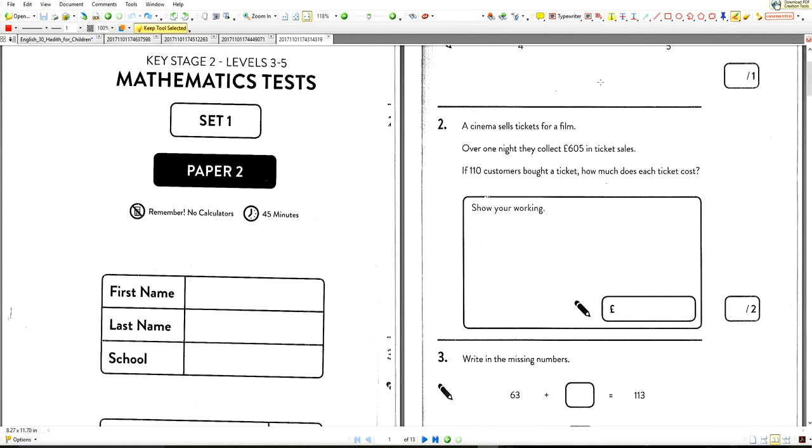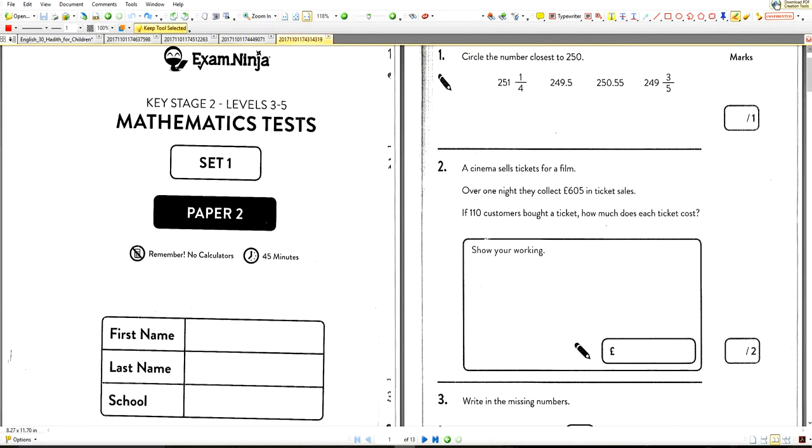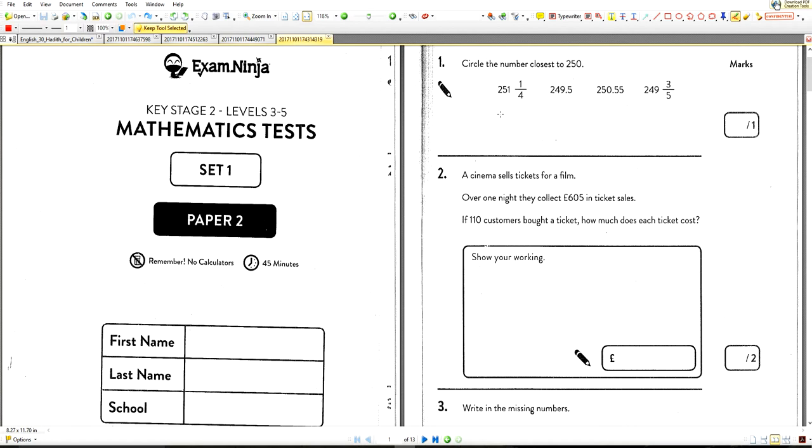Now what we need to see is how far they are away from 250 in the first place. That's going to be plus 1 1/4, or plus 1.25 away. So if you look at these numbers, each number is either plus or minus from the 250. So 249.5 is going to be minus 0.5 away from 250. This one is going to be plus 0.55 extra.